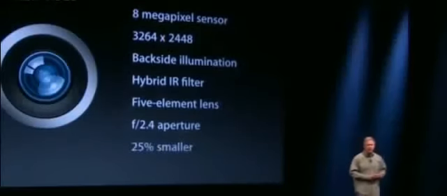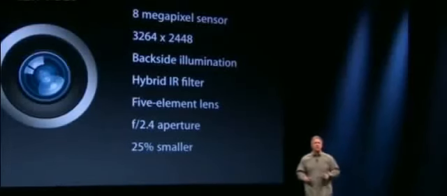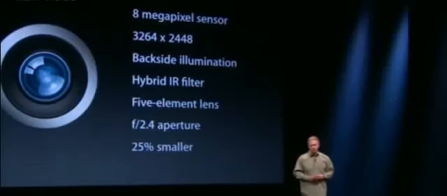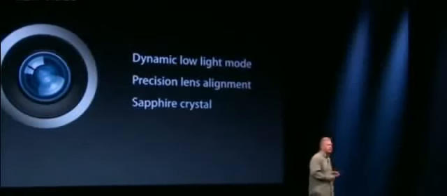And they've done that. They have built in an 8-megapixel sensor, 3264 by 2448, backside illuminated for great low-light performance, hybrid IR filter, 5-element lens, and a fast f/2.4 aperture. All the things you loved about the iPhone 4S, now in a camera design that's 25% smaller. That was a huge undertaking. But they didn't stop there. They've enhanced this camera even further. A few of the examples of what it has now.